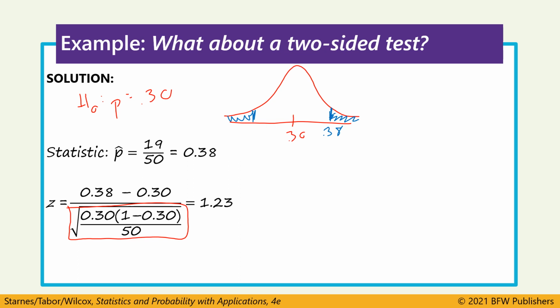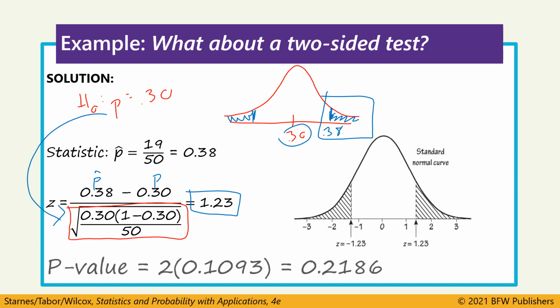So we do 0.38, that's our p-hat, minus the null hypothesis of 0.3, divided by that standard deviation, which is based on that null hypothesis. And we get a z-score of 1.23. We're going to look that up in the table. And that's the right-tailed test portion of this. So we would have to do 1 minus when we look it up in the table. And we get a p-value from just that side of 0.1093. So that's just this right side. And whatever we get on this side, we put on the other side. So we just double whatever we get, and our p-value is 0.2186.